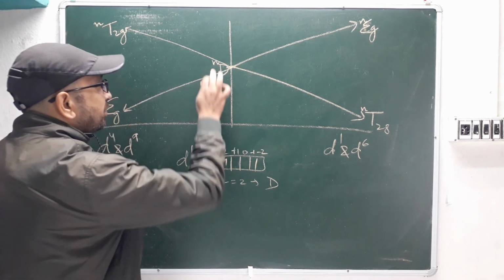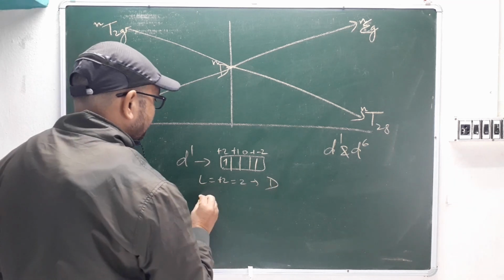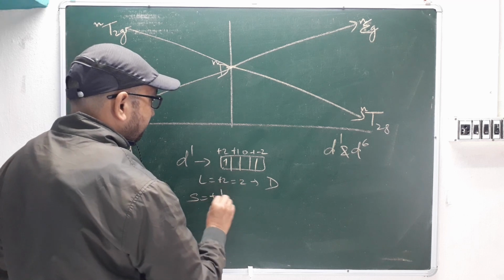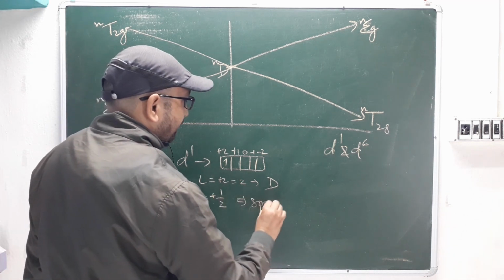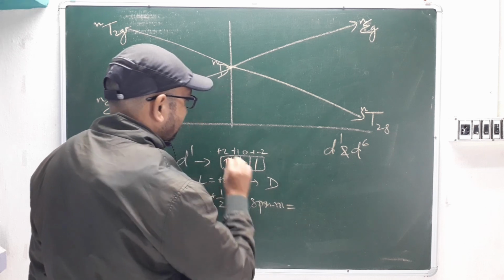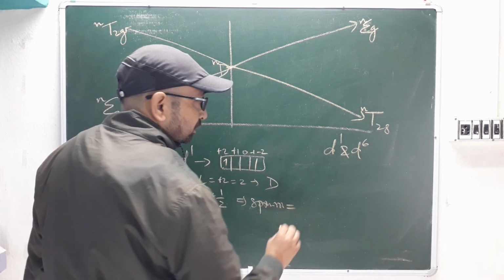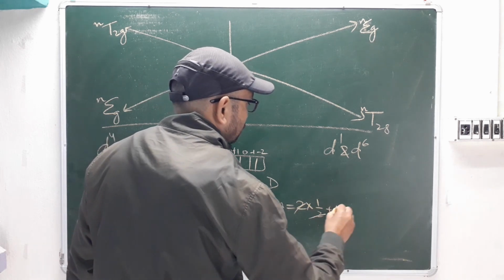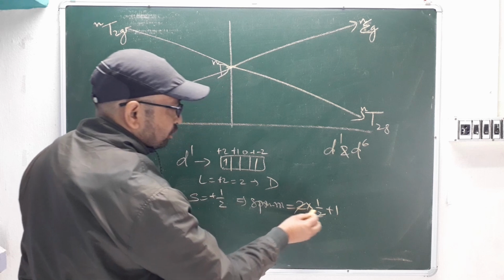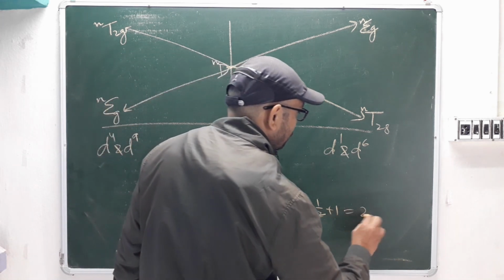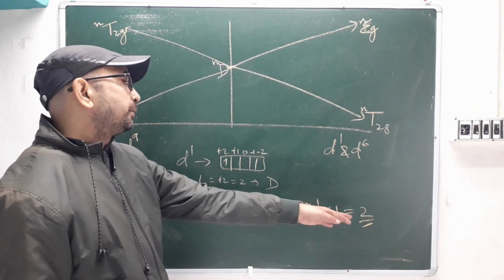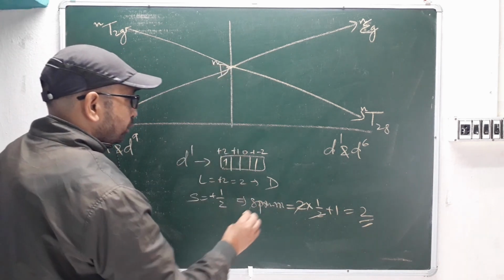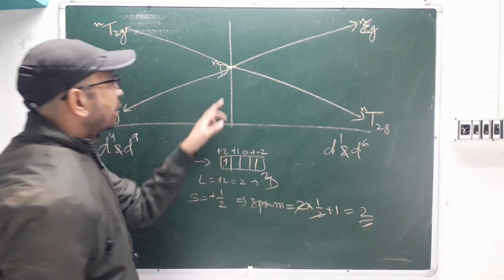Because this n also we have to find out, the spin multiplicity. First we have to find S. S is only plus half. Spin multiplicity is 2S plus 1, so 2 into half plus 1. The 2 and 2 cancel, so 1 plus 1 is 2. Then n will become 2. So it will be 2D, and here you will put 2D.